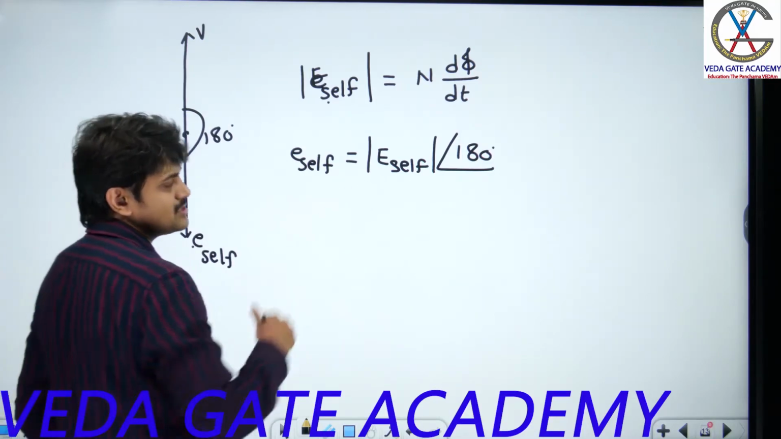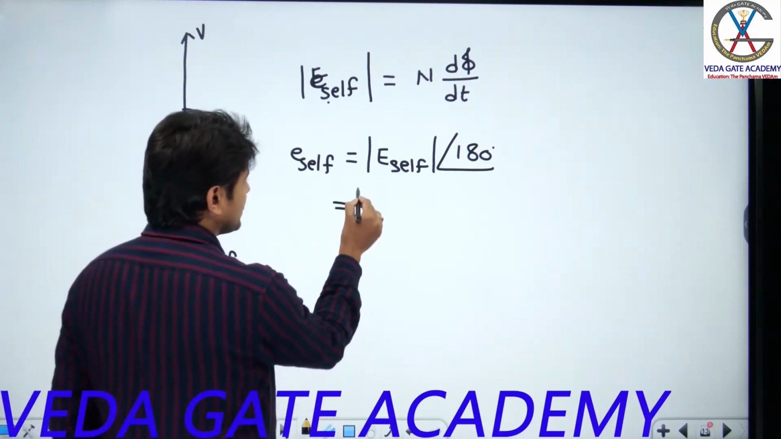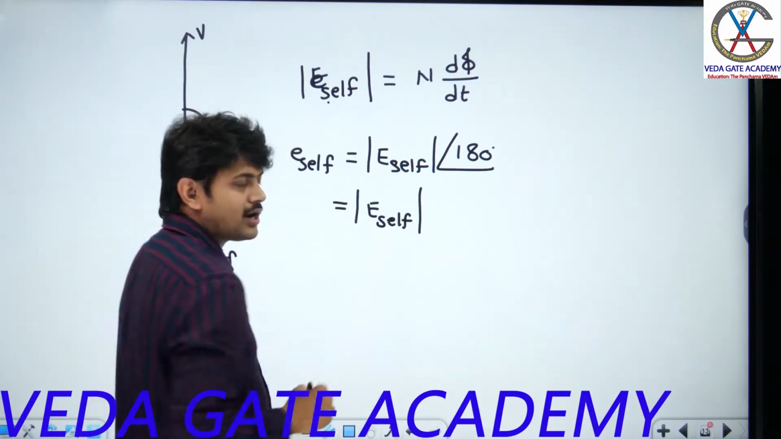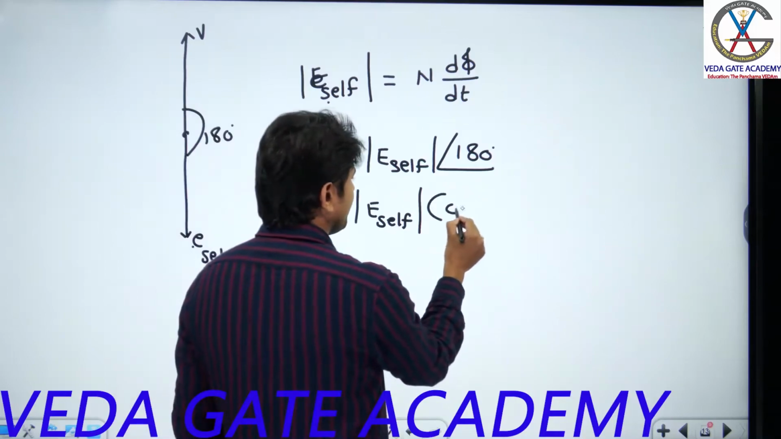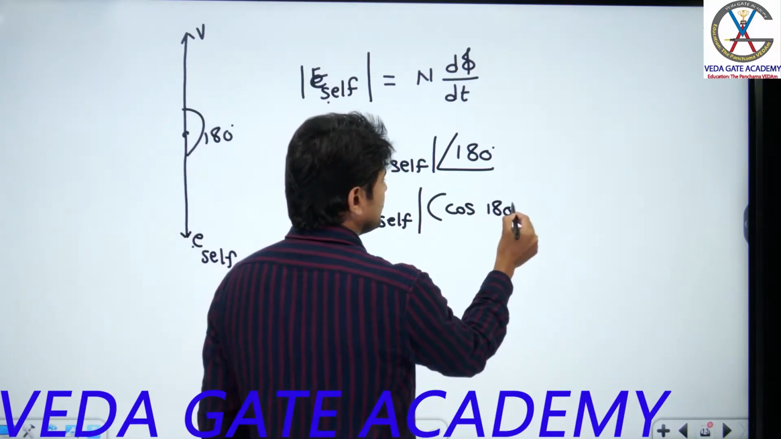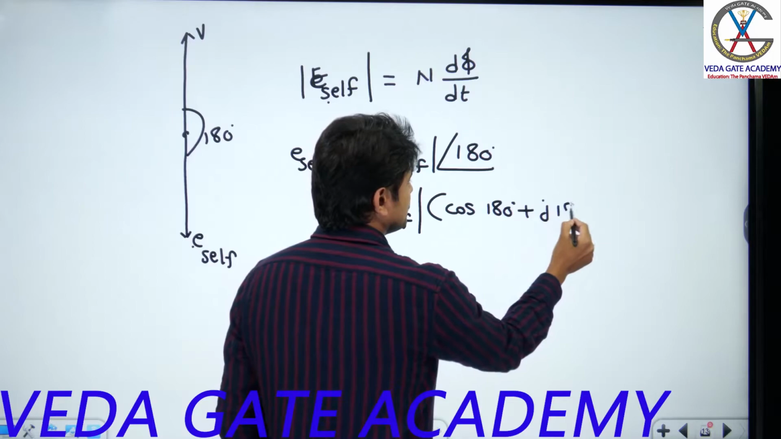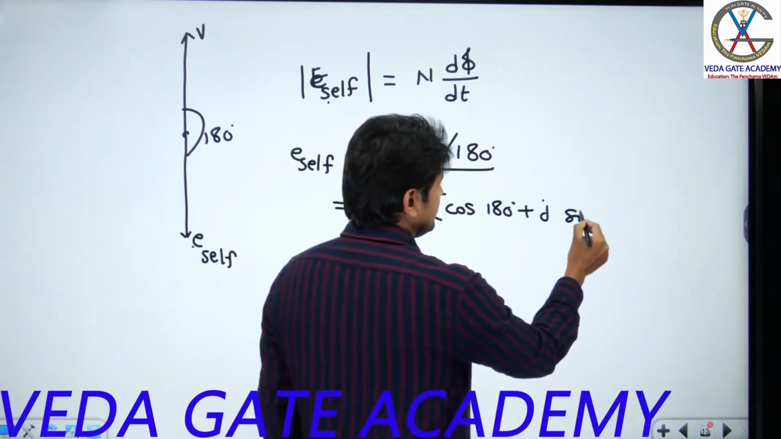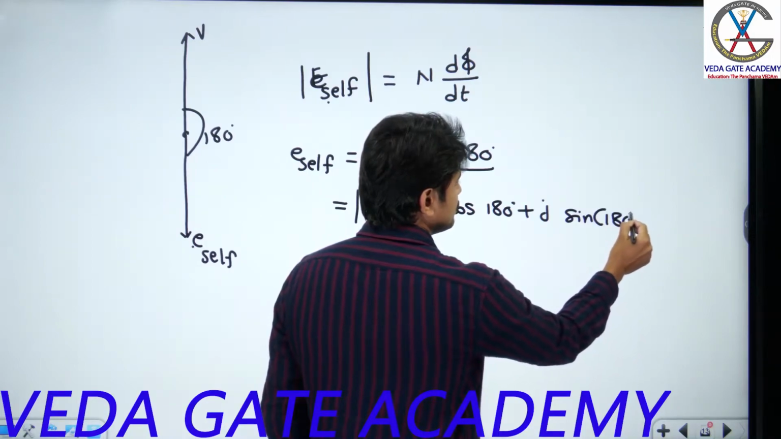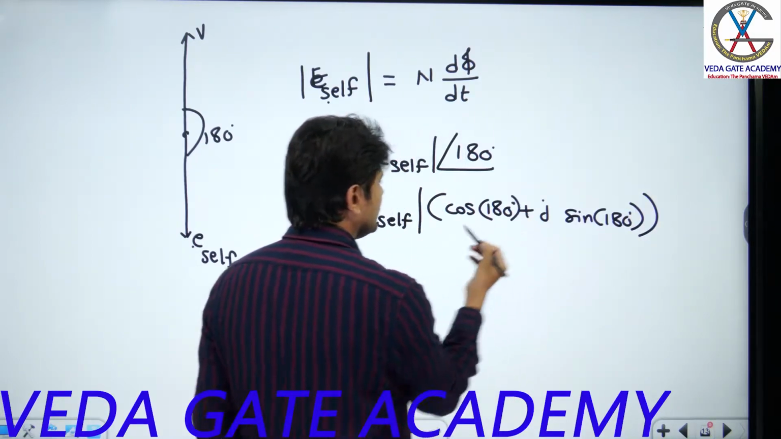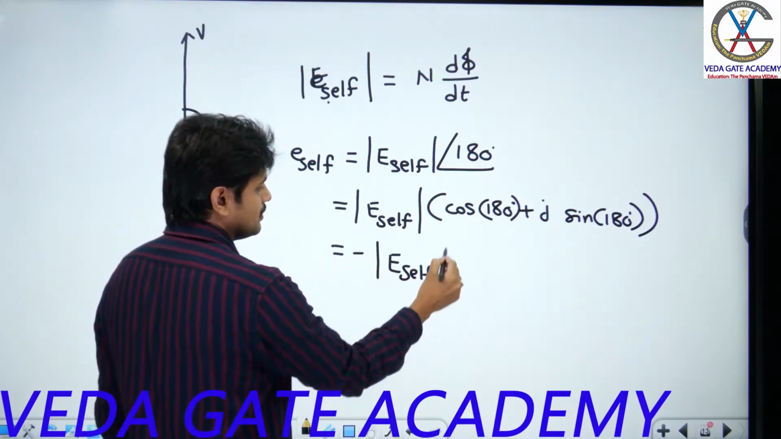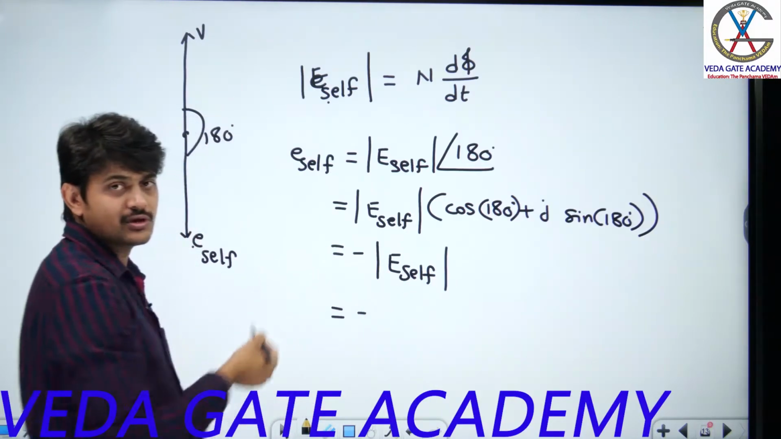Now if you expand this from polar form to rectangular form, it is the magnitude of E self into cos 180 plus j sin 180. And we know that the value of cos 180 is minus 1 and j sin 180 is how much? 0. So finally what are you going to get, guys? Minus of the magnitude of self-induced EMF.